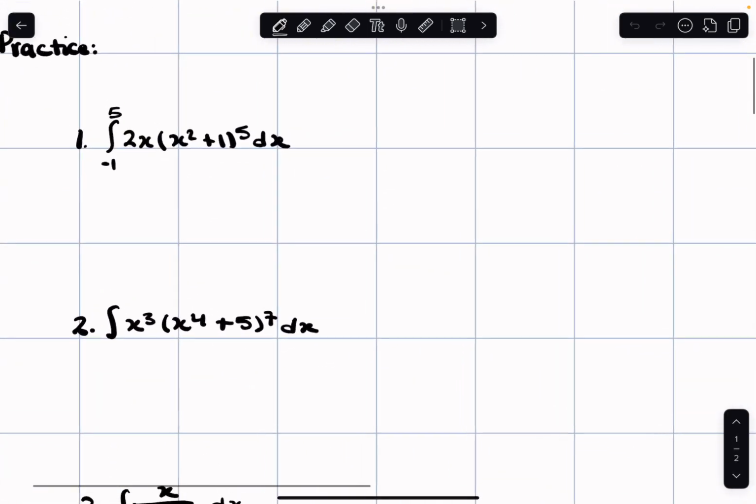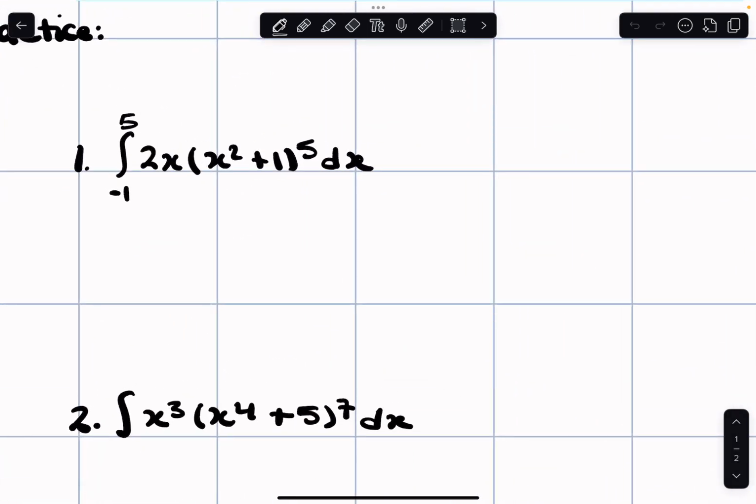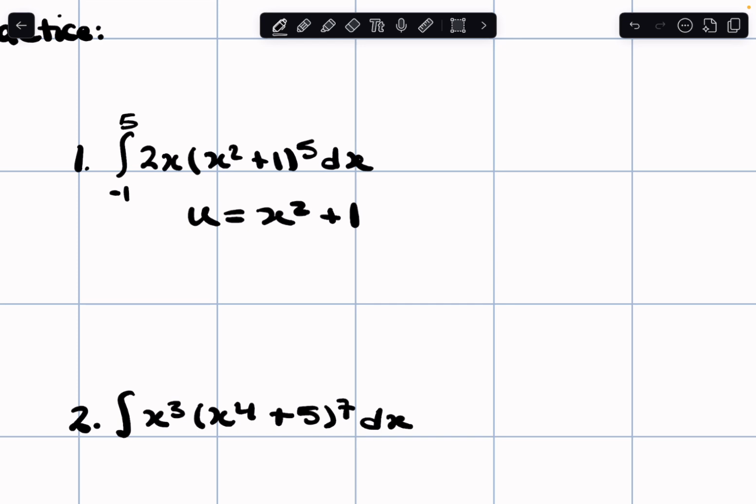So let's practice. We know that the derivative of x squared plus 1 is 2x, which is what we see right here. So we say u is equal to x squared plus 1, and du, we're going to take the derivative of u, is equal to 2x dx. So this is what we'll plug in.